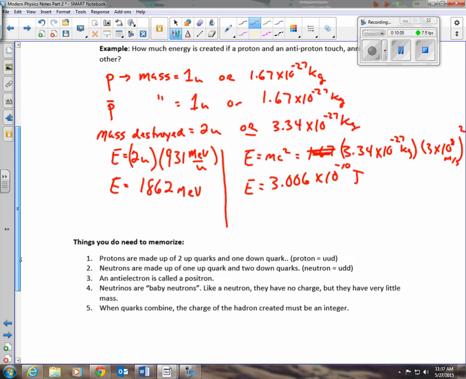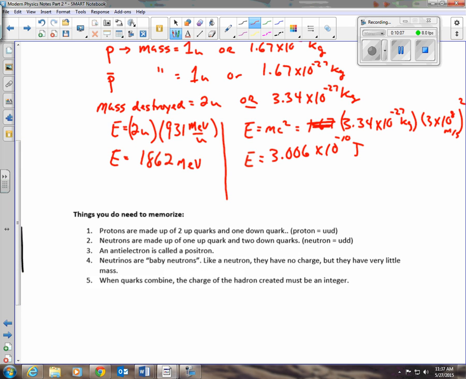So there are a couple things that you need to memorize. Protons are made up of three quarks, two up quarks and one down quark. So a proton is equal to UUD. You have to know that because they're going to ask you questions on it. Neutrons are one up and two down, so you can memorize that. An antiproton is called an antiproton. An antineutron is called an antineutron. But an antielectron has its own name. They call it a positron. It's a positive electron.